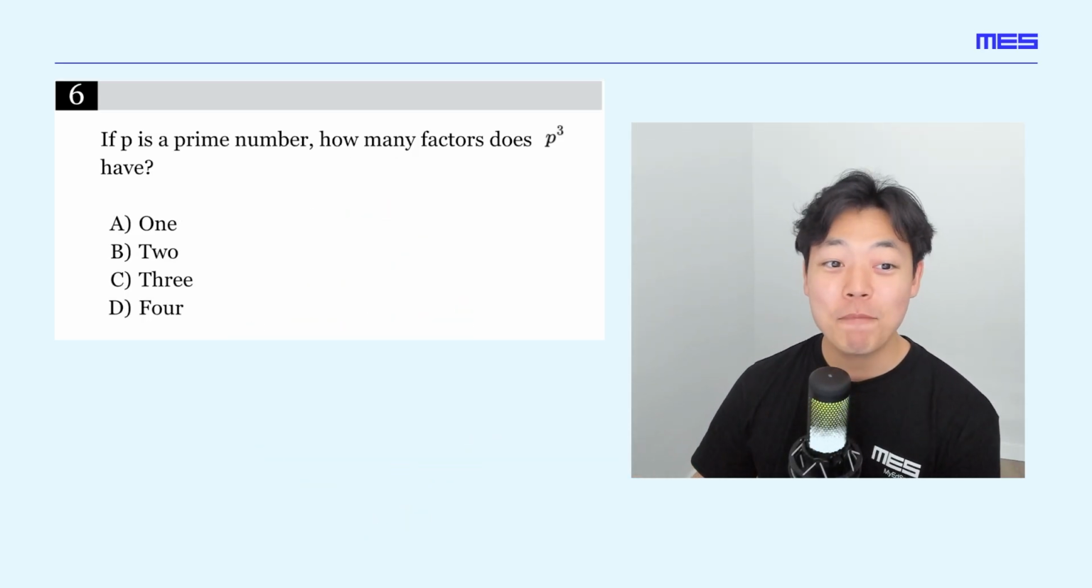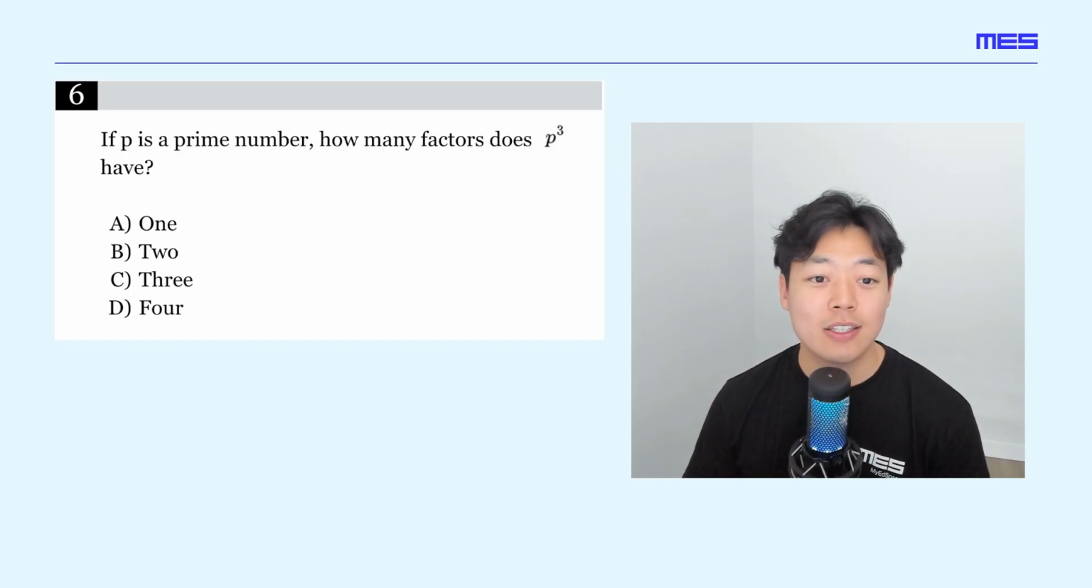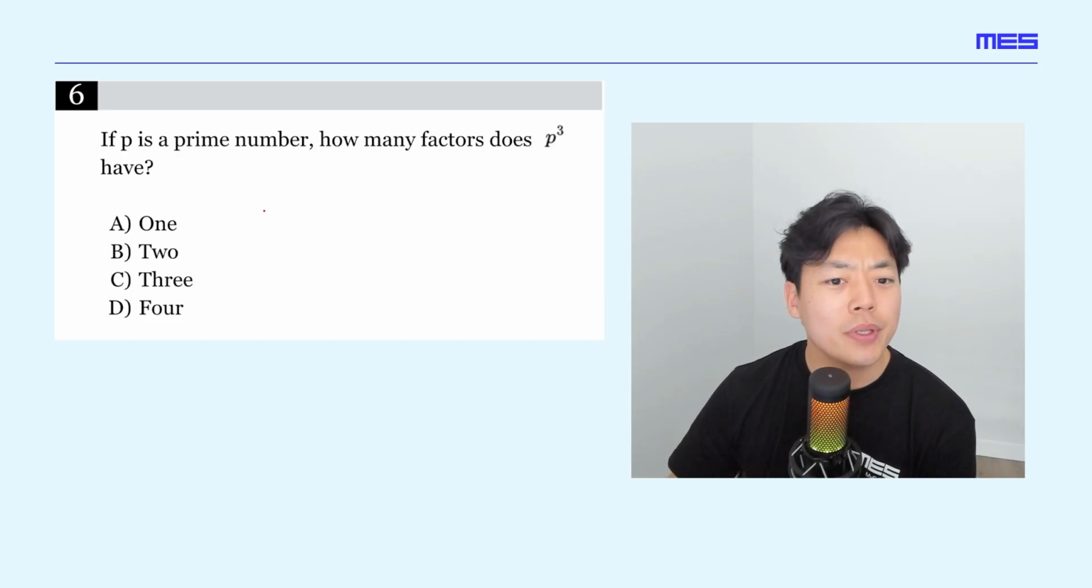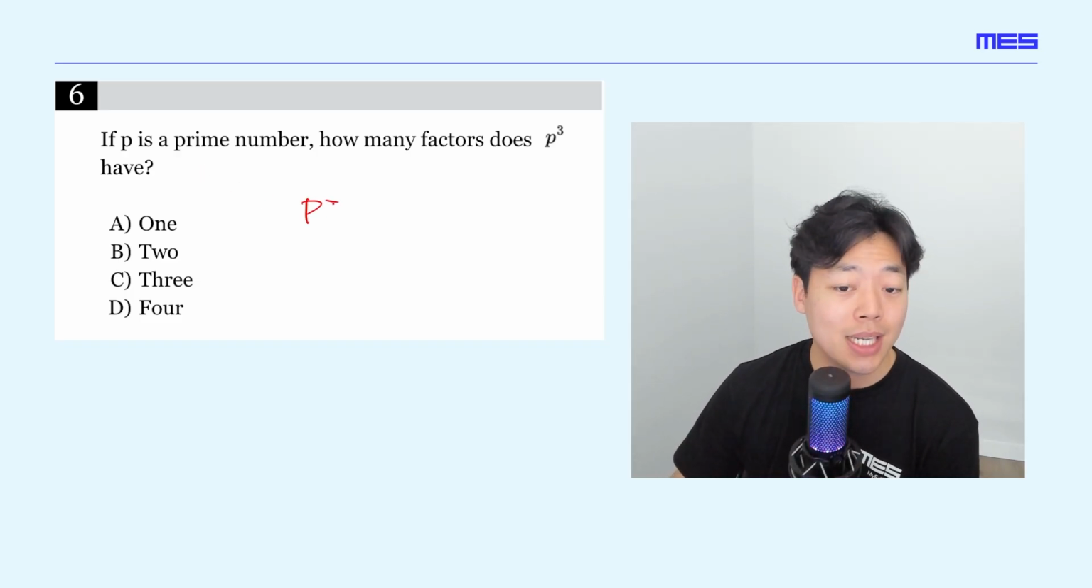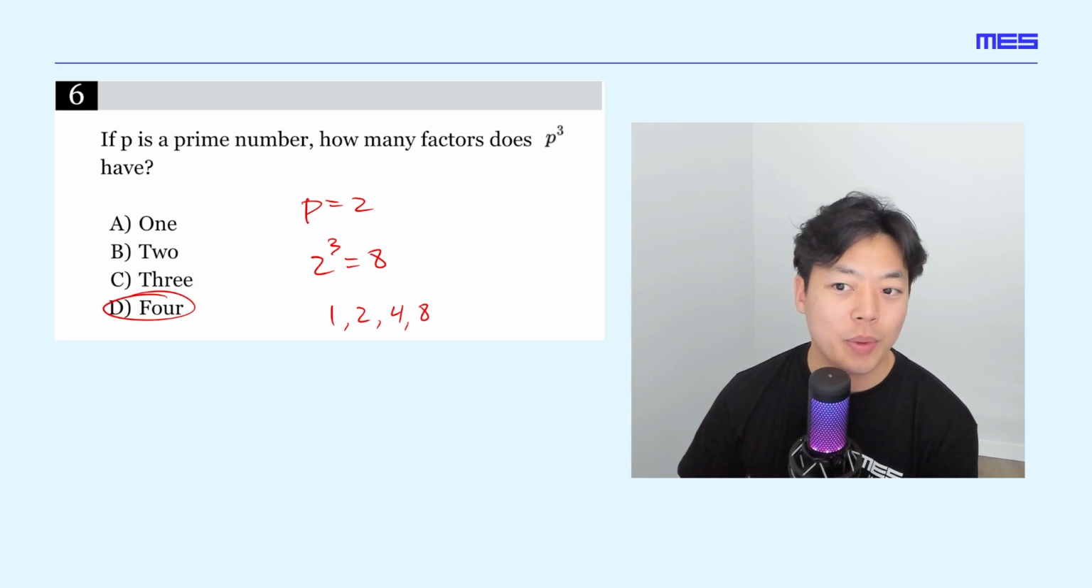Number 6. If p is a prime number, how many factors does p cubed have? Now, a strategy that I like to use with my students is to just plug in a number. What's a prime number that you know? I know 2 is a prime number. So let's say p is equal to 2. Then 2 cubed is equal to 8. What are the factors of 8? 1, 2, 4, and 8. That's how we know 4 will be the answer.